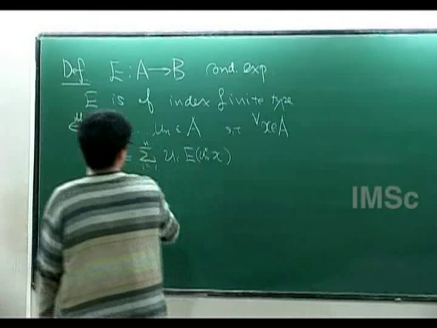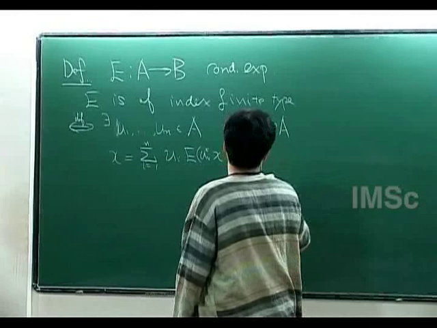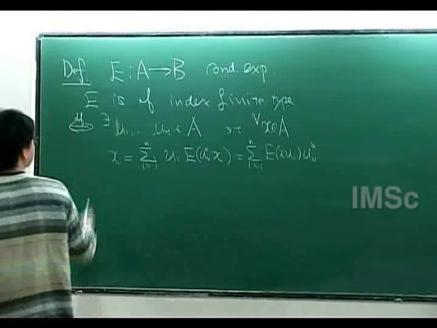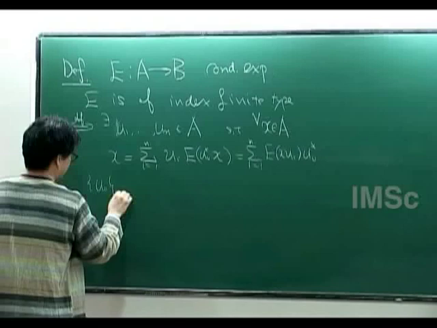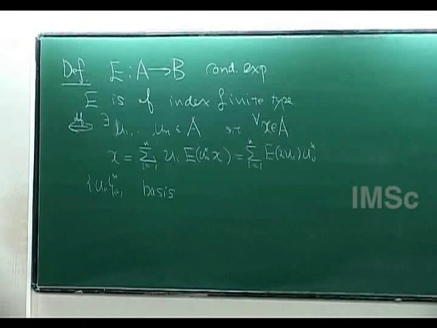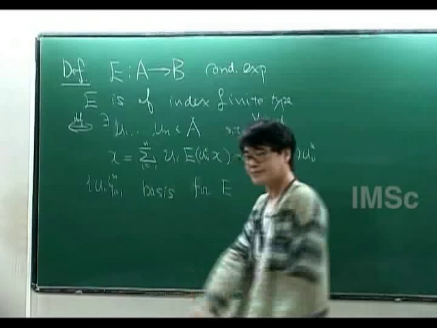And since A is a C-star algebra and E is a star map, if you take the star of this equation, then you get another equation automatically. So whenever E has such a system of elements, then you say that E is of index finite type, and actually you call this a basis. Strictly speaking, I should say that it's a basis of A over B with respect to E, but I just say that this is a basis for E.